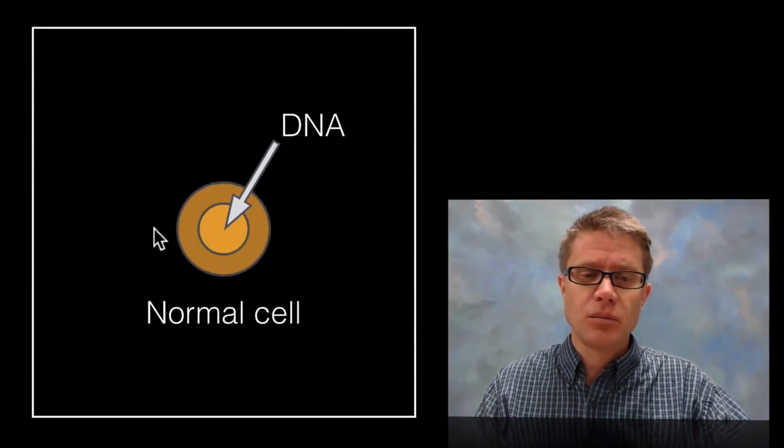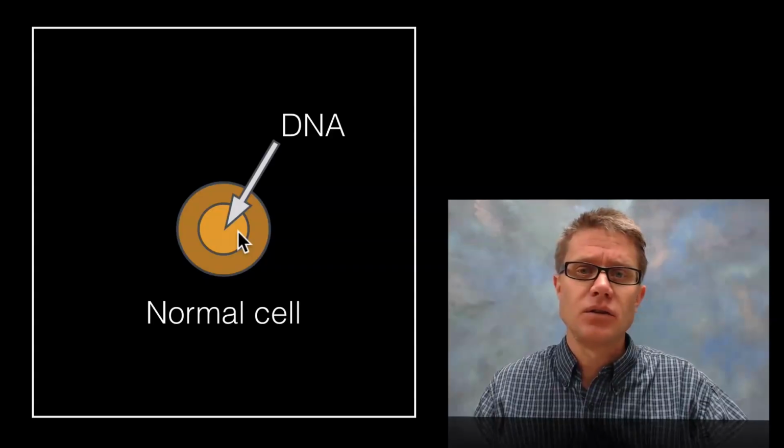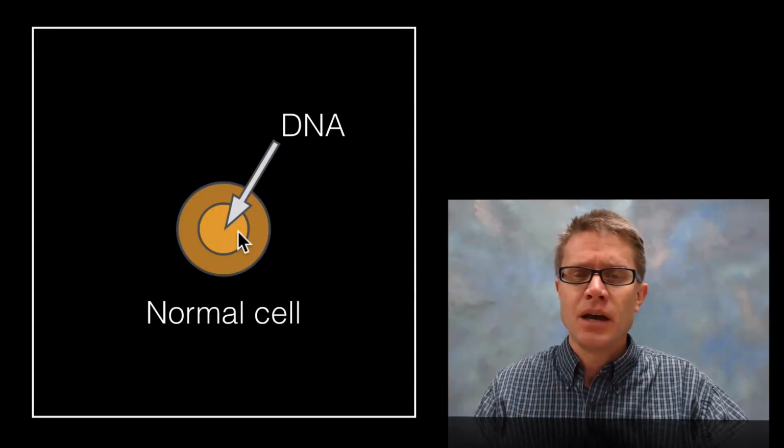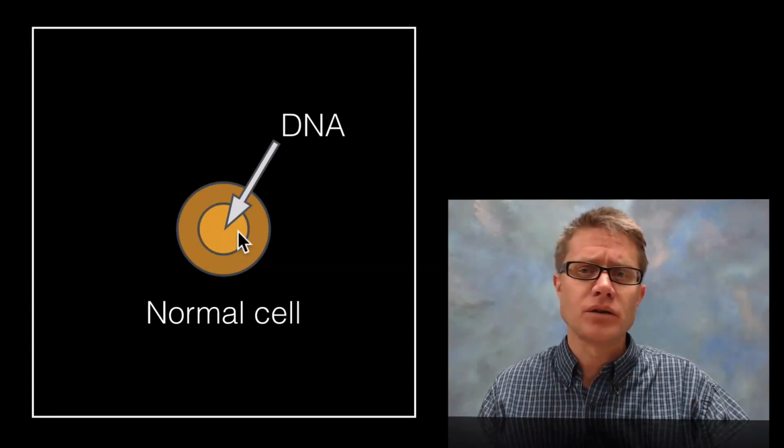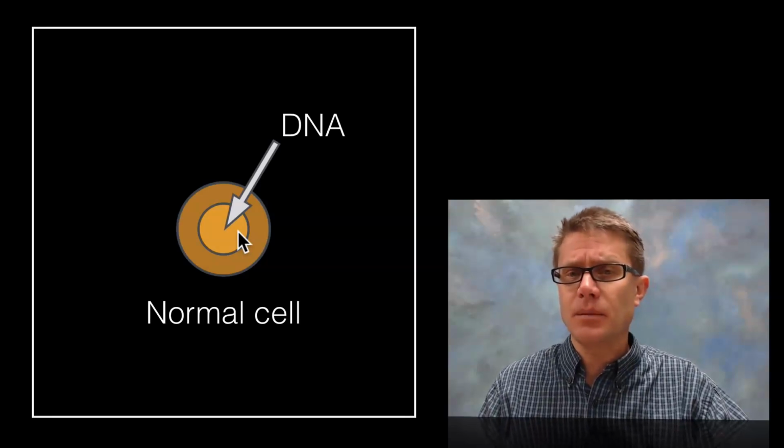If we look at a normal cell, on the inside of the cell is the nuclei, and that contains DNA. And the DNA contains genes that control the actions of the cell. And one of those important actions is how a cell makes a copy of itself, how it goes through what we call the cell cycle.